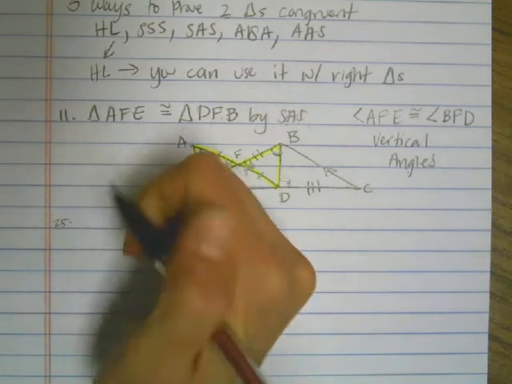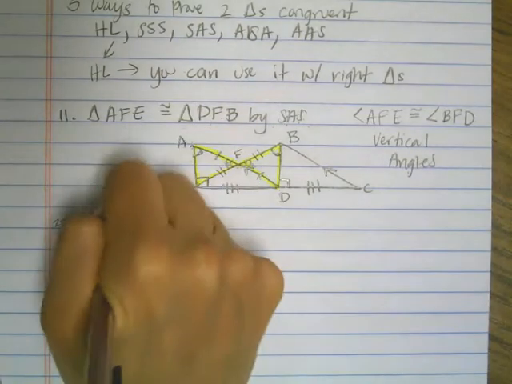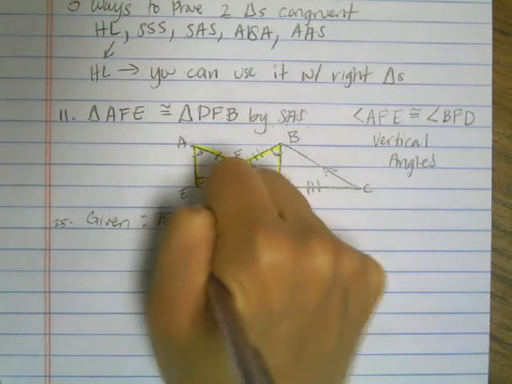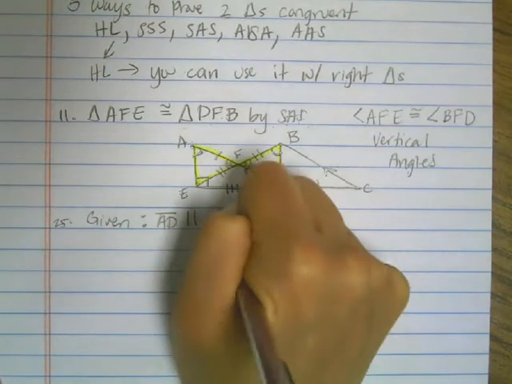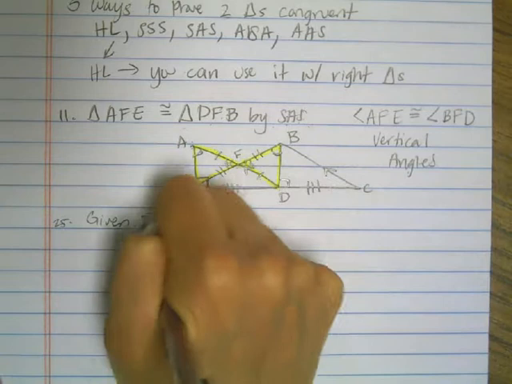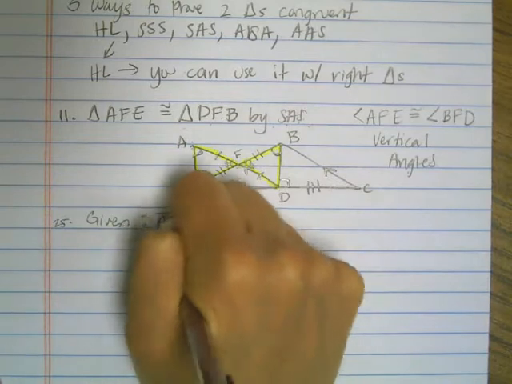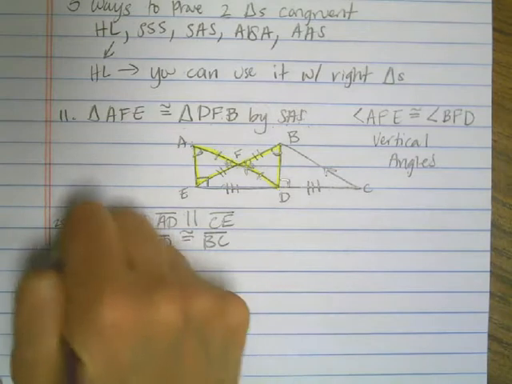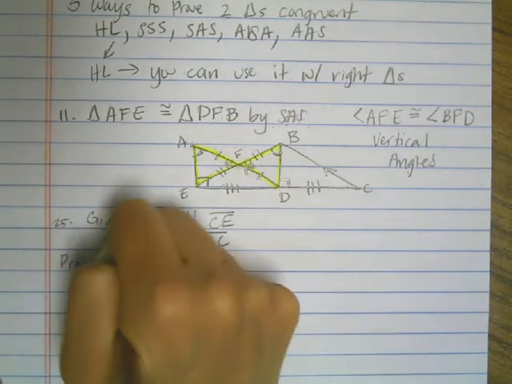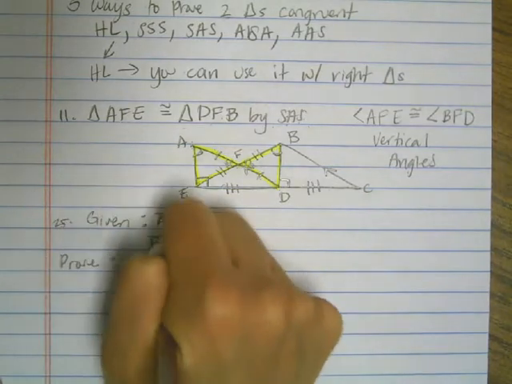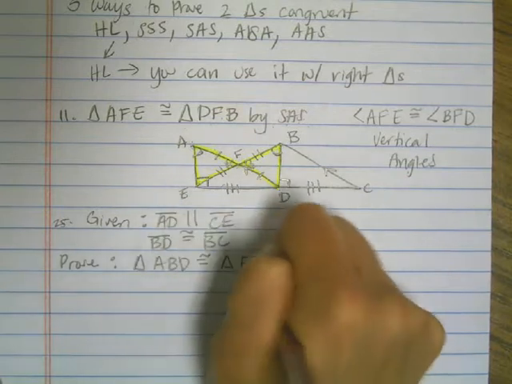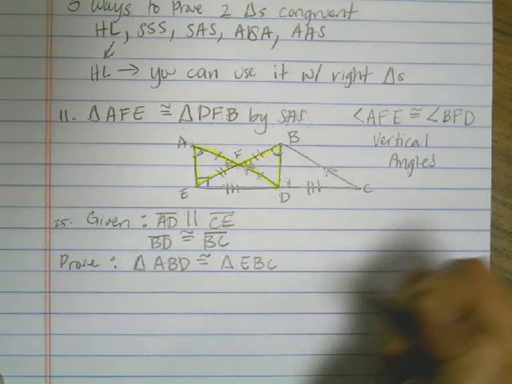25. This is given. AD is parallel to CE. BD is congruent to BC. And you are supposed to prove triangle ABD is congruent to triangle EBC. And they have a picture that looks like this.